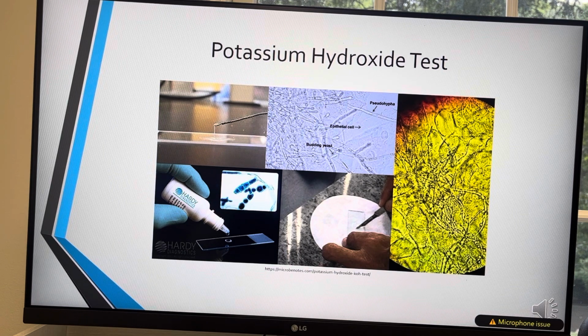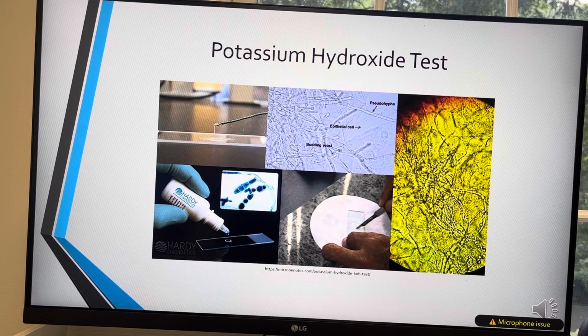The potassium hydroxide test is used to detect fungal elements in the skin, hair, and nails. It's a very handy tool in the laboratory. Sometimes it's impossible to detect the difference between a skin infection caused by a bacteria or a fungus. The KOH test will be instrumental if you work in urgent care or family practice.